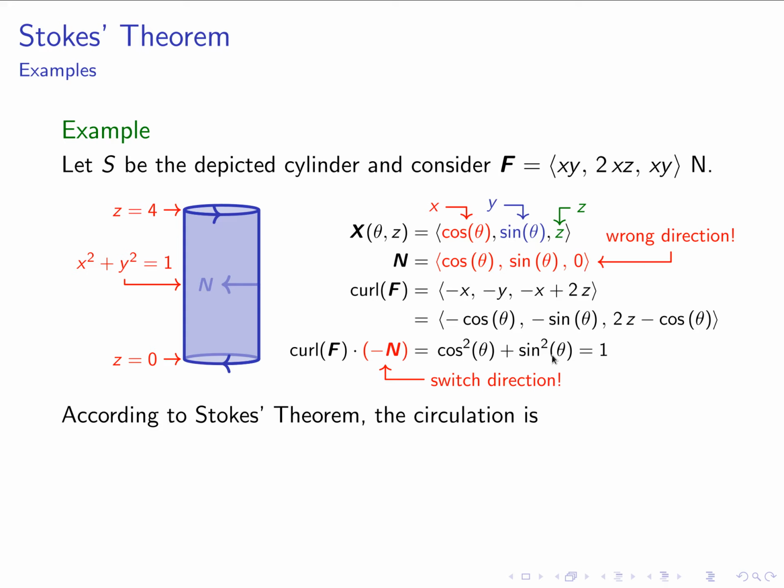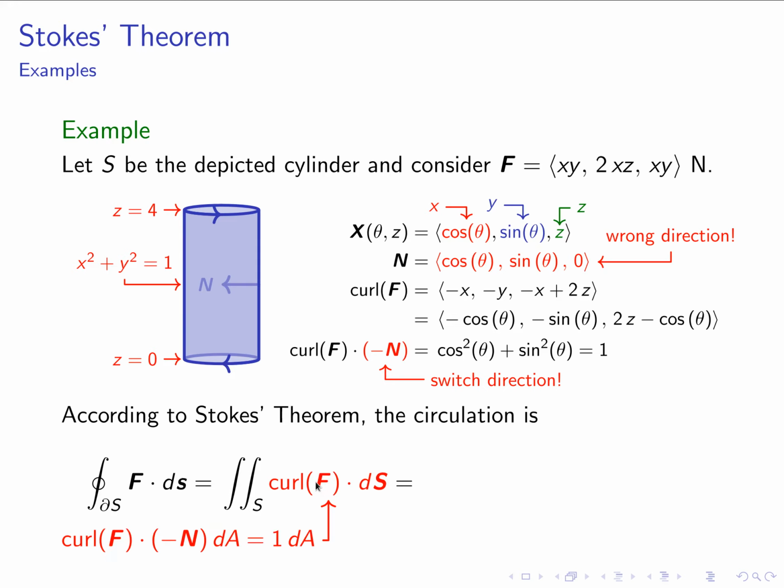Now, according to Stokes' theorem, the circulation of this vector field around this surface is given by, well, the notation for the circulation is the line integral of the vector field over the boundary of this surface. But Stokes' theorem says this quantity is the same thing as the surface integral of the curl of this vector field.